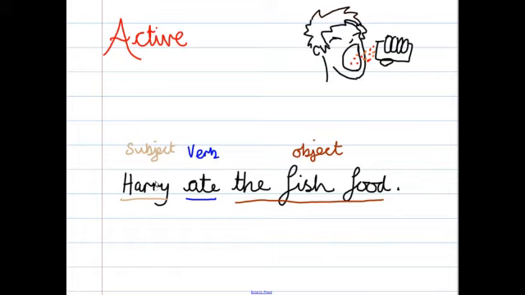The subject is the person or the object doing the eating. The object of a sentence is the noun, the thing, the object, the person that is being affected by the verb, in this case being eaten. So we'd say this is an active sentence because the subject, Harry, is actively doing the verb. He is doing the eating, or he did the eating.